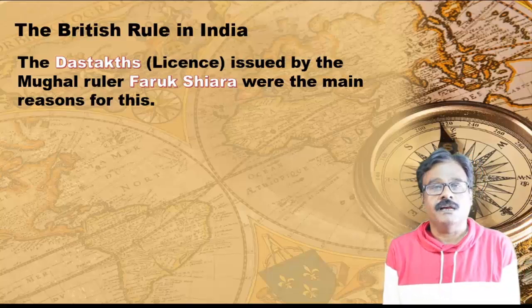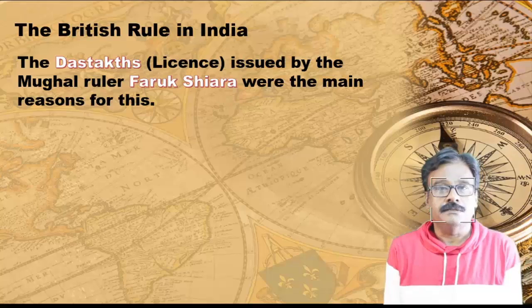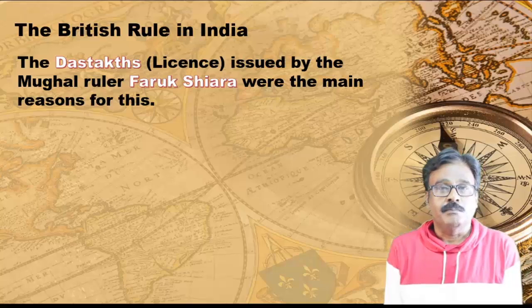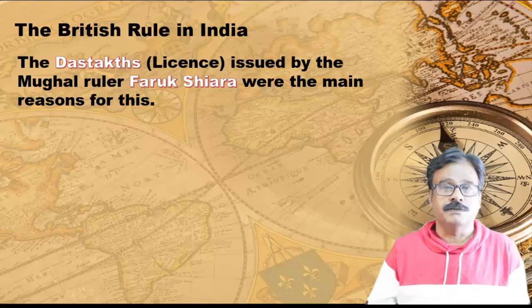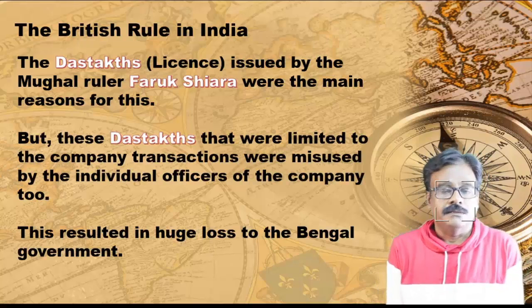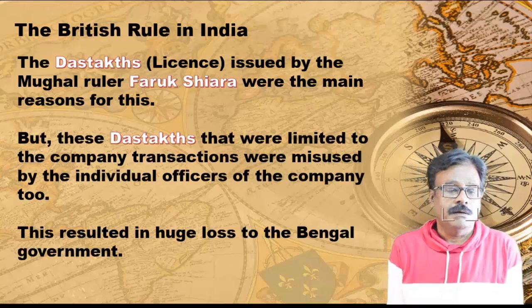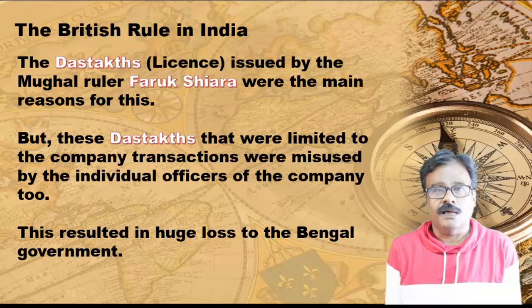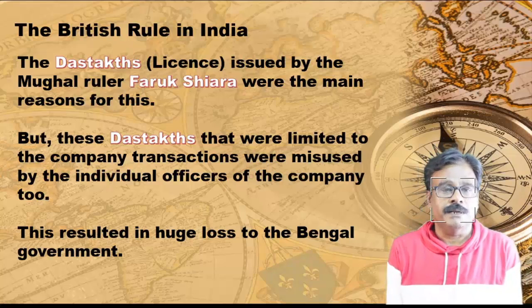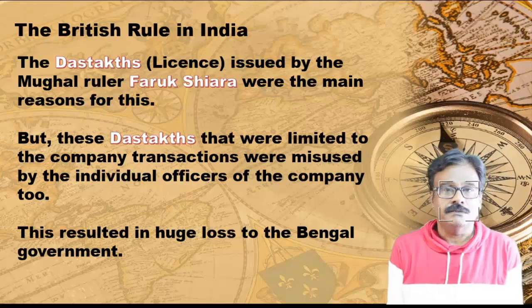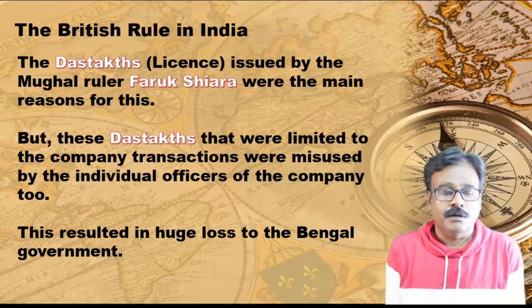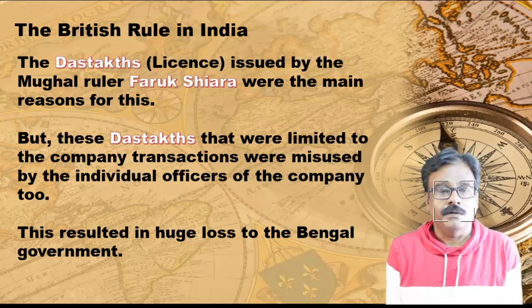But some of the East India Company workers or employees started taking advantage of this and they started making more and more profit out of these dastakats personally. This resulted in huge losses to the Bengal government because it was misused. The dastakats, or license to trade, was given to the East India Company by Farrukhsiyar, the Mughal ruler, but it was misused by company workers or employees. So this brought a lot of losses to the Bengal government.